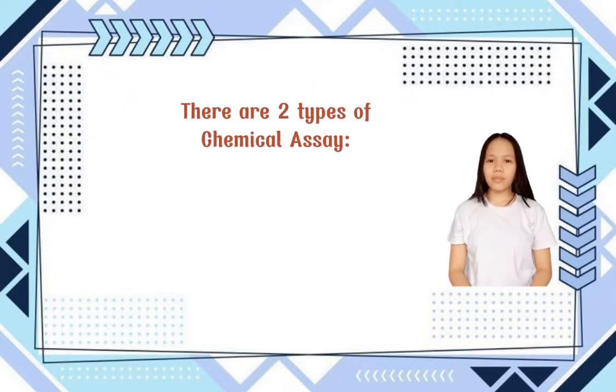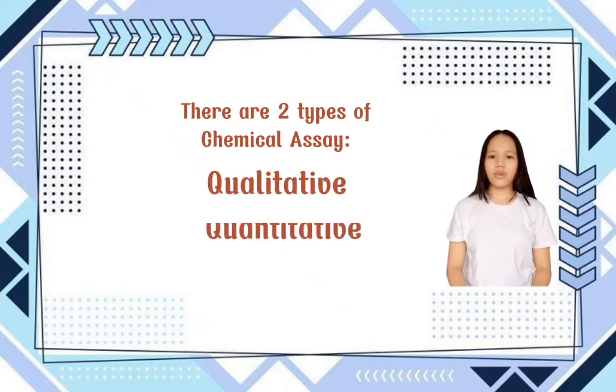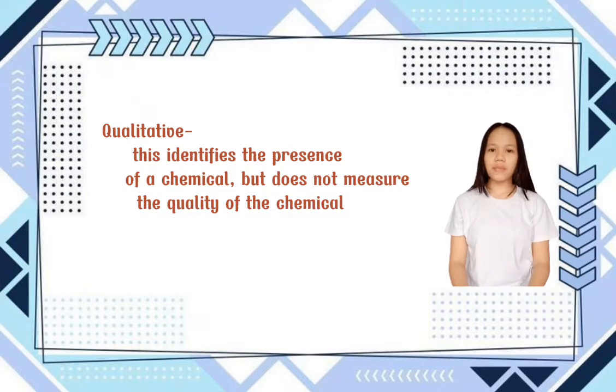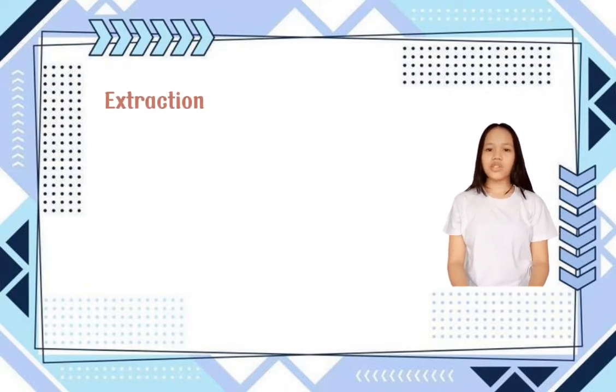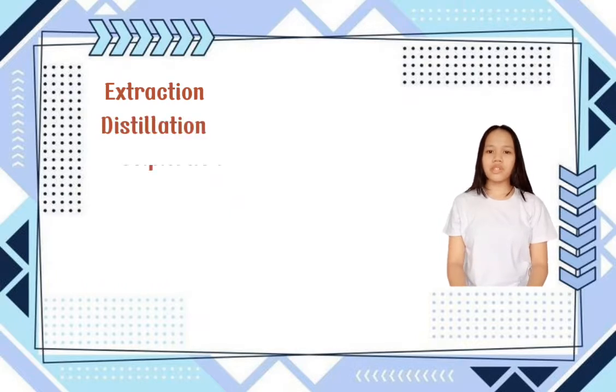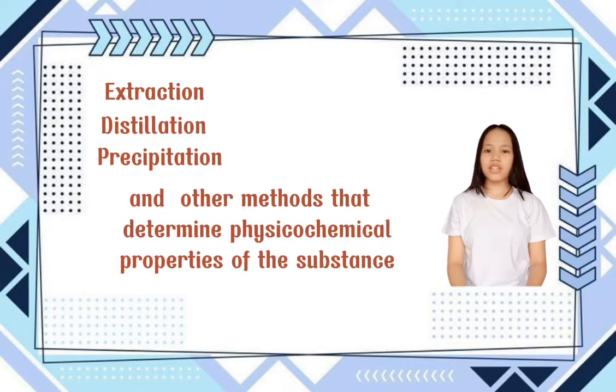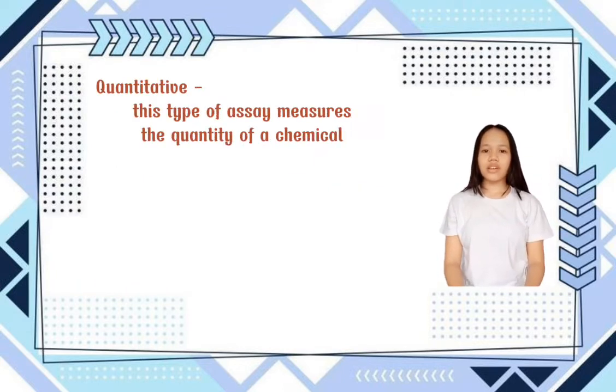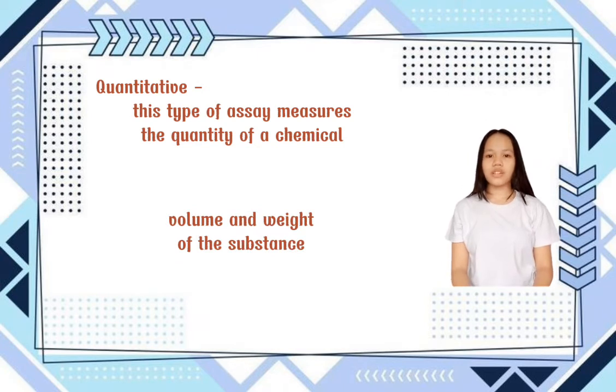There are two types of chemical assay, qualitative and quantitative. Qualitative assay identifies the presence of a chemical but does not measure the quantity of the chemical. Extraction, distillation, precipitation, and other methods determine the physiochemical properties of the substance. Quantitative assay. This type of assay measures the quantity of the chemical. It is the volume or weight of the substance.